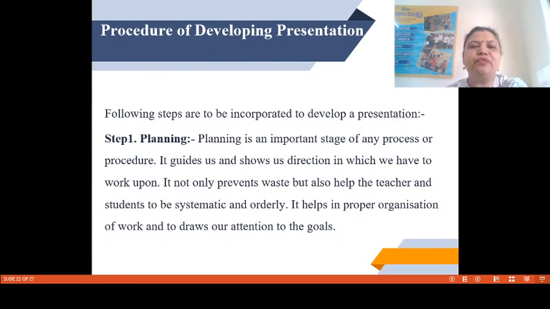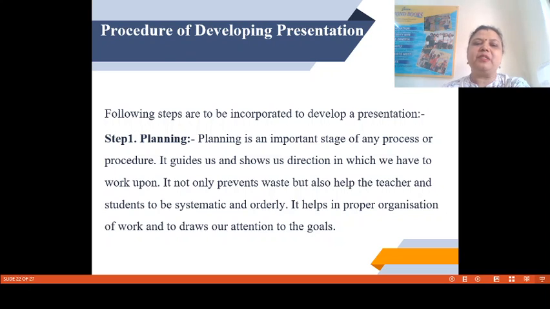Now, we move to the procedure of developing presentation. Dear friends, we all know that a presentation should be presented in front of the audience, and if it is proper and prepared nicely, then only it leaves an impact on the audience. So while developing a presentation, we need to follow certain steps. And what are these steps?